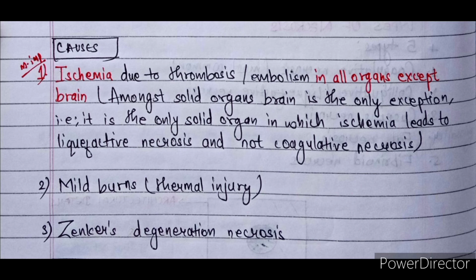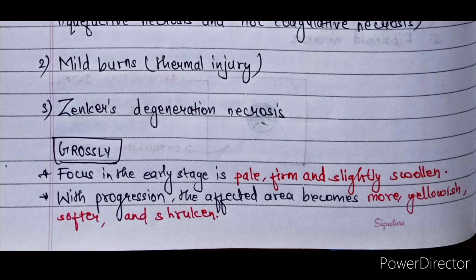Second cause is mild burns, that is thermal injury. Third cause is Zenker's degeneration necrosis. Grossly, we can see the focus in the early stage is pale, firm and slightly swollen. With progression, the affected area becomes more yellowish, softer and shrunken.